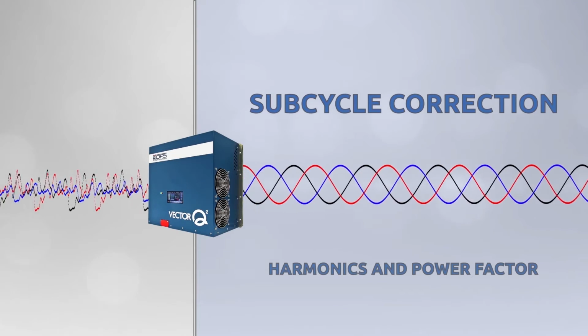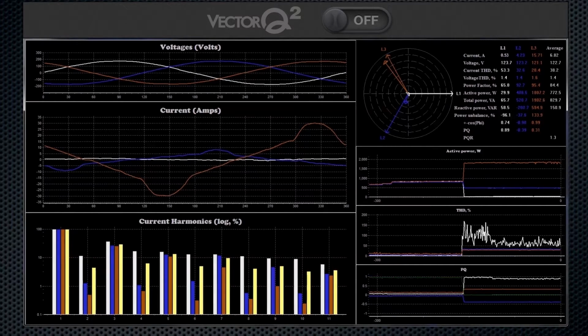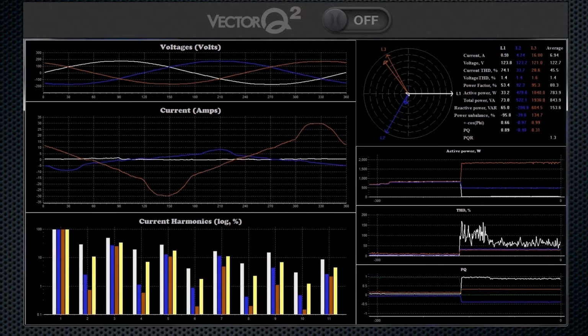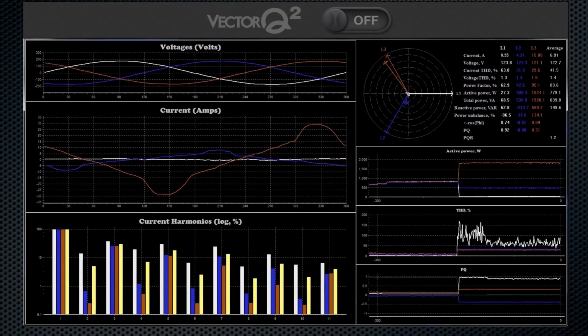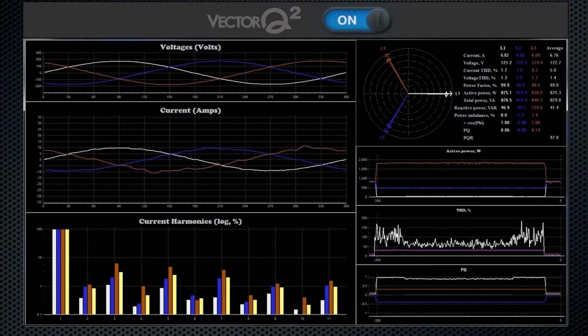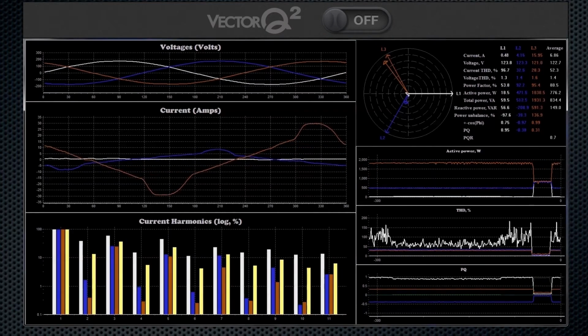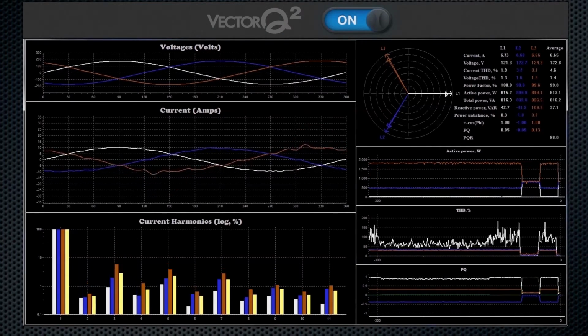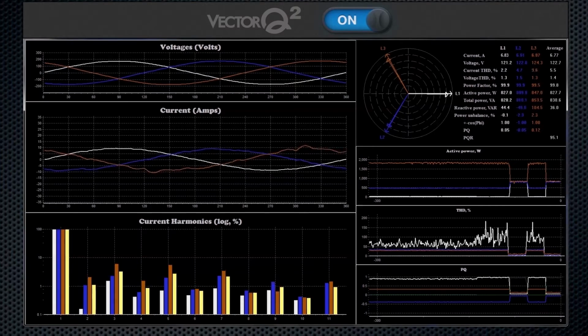Next, we will look at how subcycle correction dynamically eliminates harmonic distortion and maintains power factor at unity. We have turned the power controller on and off for 30-second increments for several minutes. Now we will speed up that footage to demonstrate the difference between when subcycle correction is turned on and off. First, we will focus on harmonics, then we will focus on power factor.